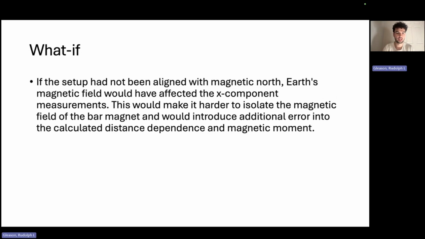So for the first what-if question, I answered that if the setup had not been aligned with the magnetic north, Earth's magnetic field would have affected the X component measurements. This would make it harder to isolate the magnetic field of the bar magnet and would introduce additional error into the calculated distance dependence and the magnetic moment.